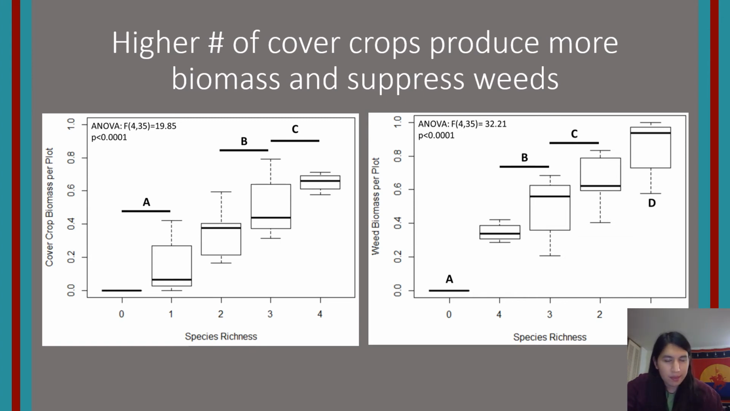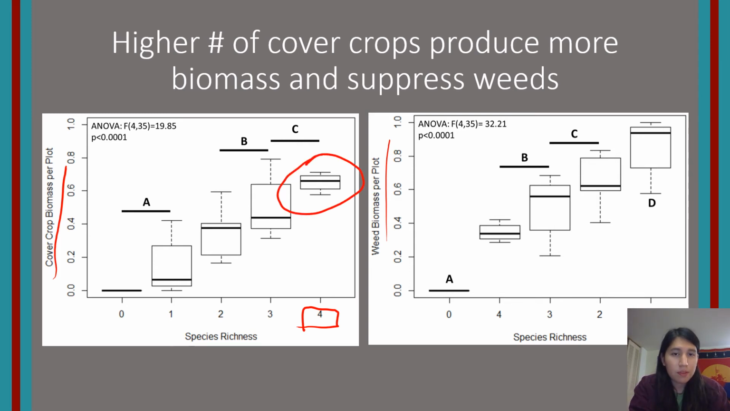These graphs are saying the same thing basically. The y-axis has the cover crop biomass per plot, and this one has the weed biomass per plot. When we sampled, we took little squares in between the corn rows and cut all the plants living there and separated them out, differentiating cover crop from weed. And so what this shows is that when you have more cover crops growing in between the corn, you have a higher cover crop to weed ratio.